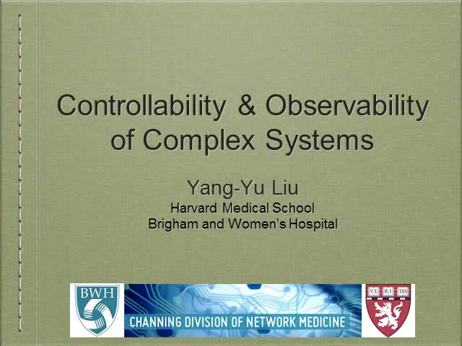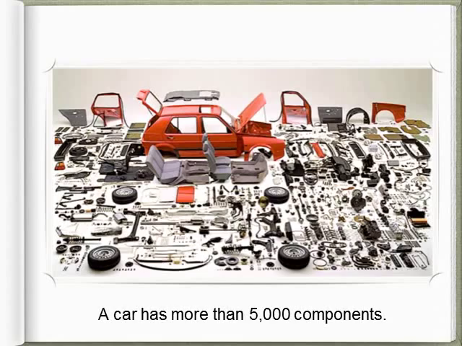A good example for talking about control is always a car, because we drive a car daily, and a car has more than 5,000 components. Yet we rarely think about the need to control each of them independently. Because according to our daily experience, we rely on three key components, the steering wheel, the gas pedal, and the brake, to get us anywhere the car can go.